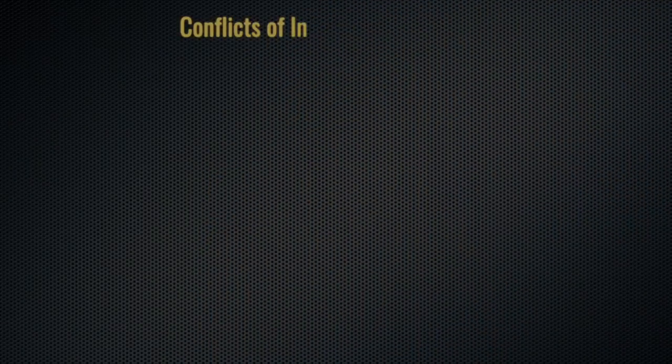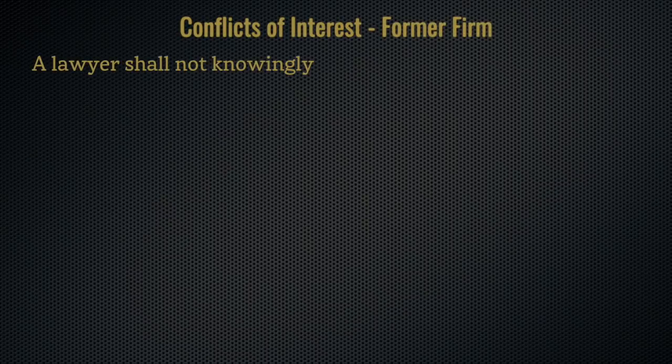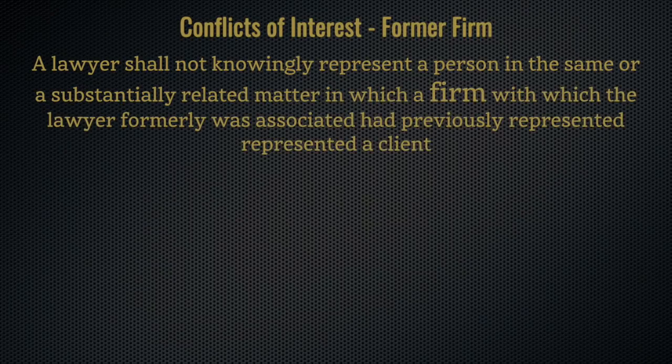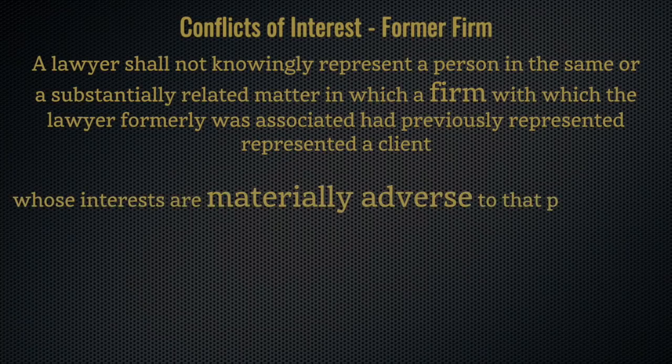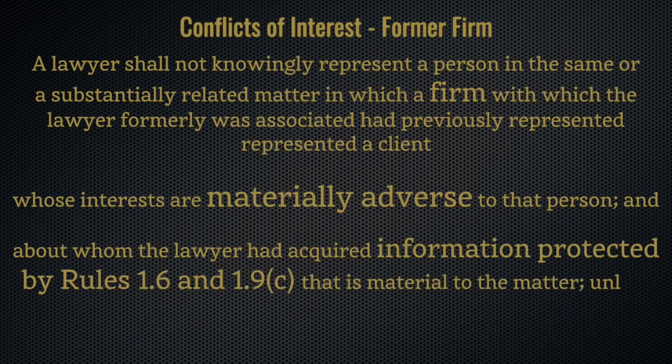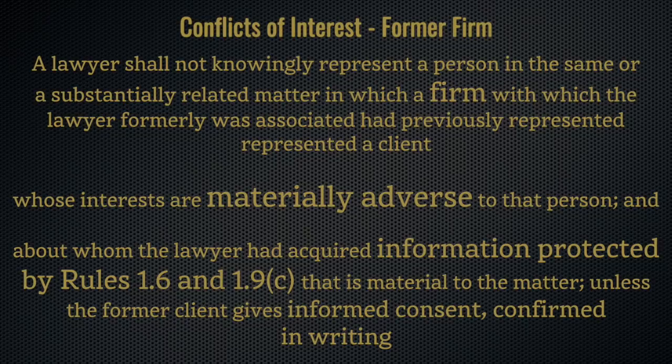Moving on to the rule regarding clients of a lawyer's former firm. So here the rule says, a lawyer shall not knowingly represent a person in the same or substantially related matter in which a firm with which that lawyer was formerly associated had previously represented a client whose interests are materially adverse to that person, and about whom the lawyer has acquired information protected by our duty of confidentiality that's material to the matter, unless that former client gives their informed consent confirmed in writing.